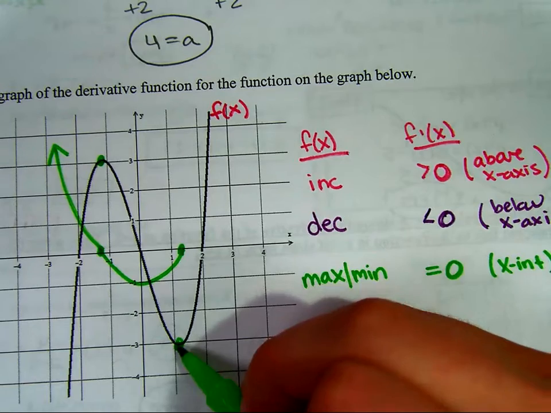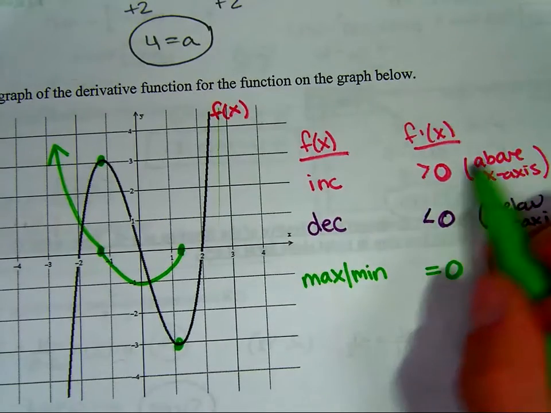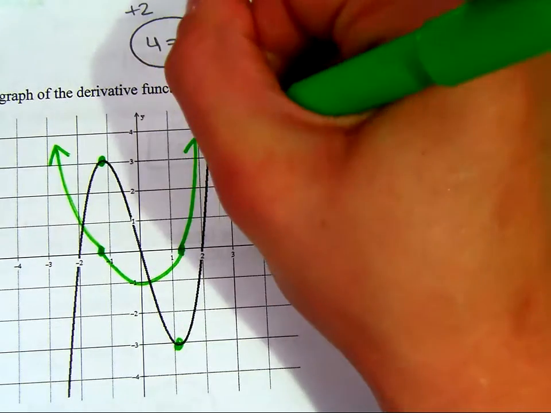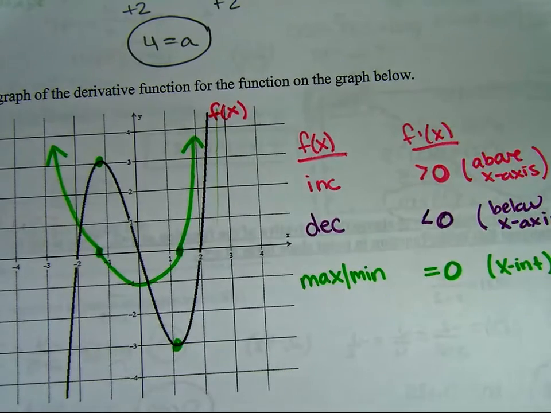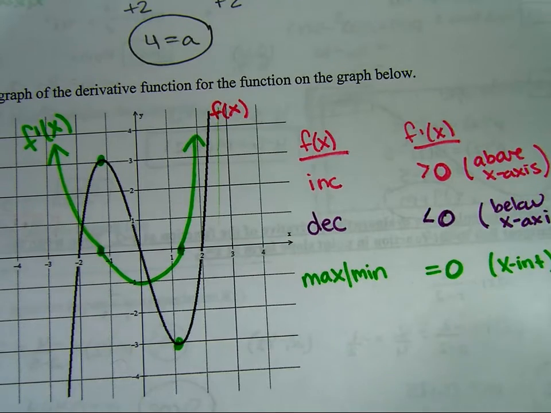And then this last part was increasing. Increasing, we said, switches to above the x-axis. It should go above for the last part. So that green graph I would call f prime of x. That would be a sketch of our derivative graph. Again, a sketch. It may not be perfect.